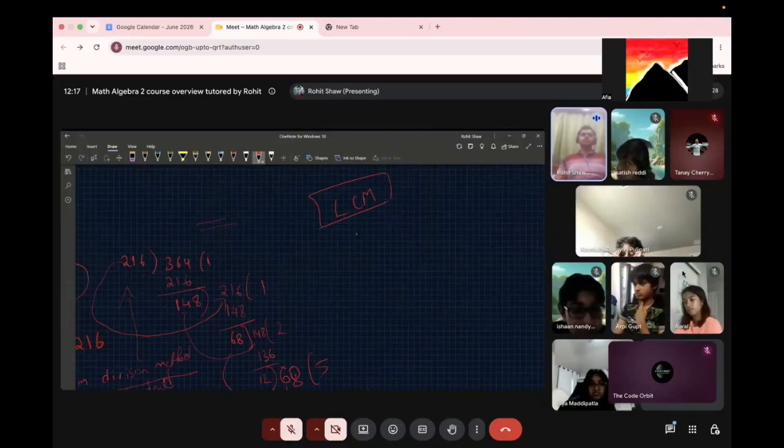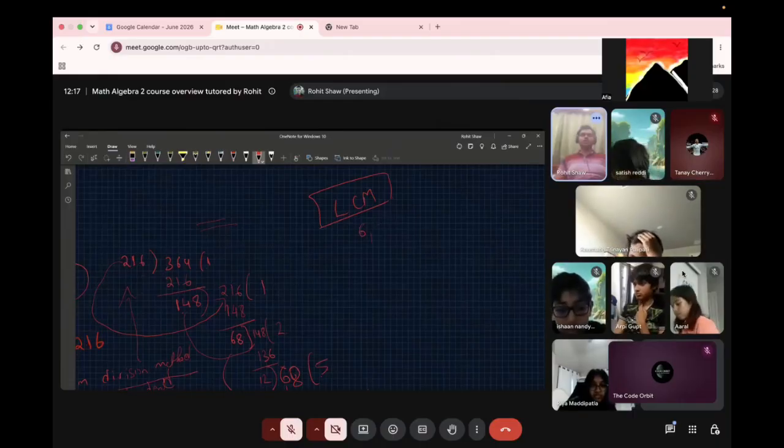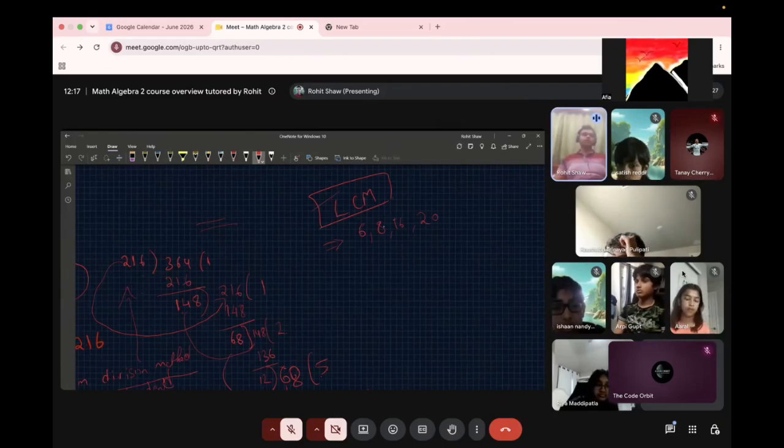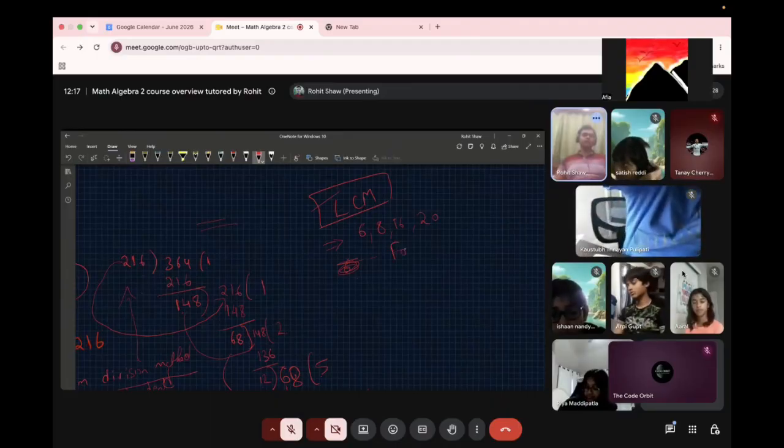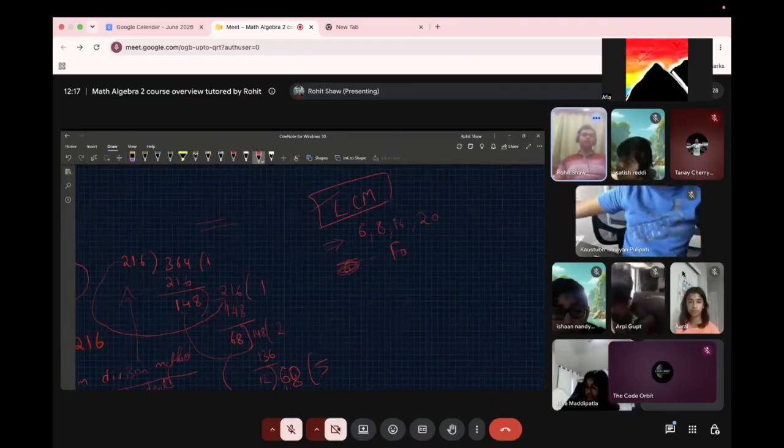Let's take four numbers: 6, 8, 16 and 20. I told you to find the LCM of it. So what will we do? You would be writing the multiples all the time and seeing which is the least common multiple. How to do it? There is a method which is called the factorization method.